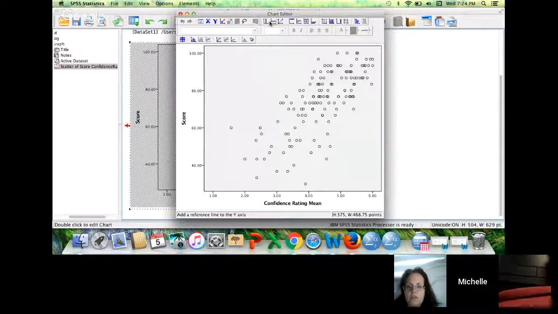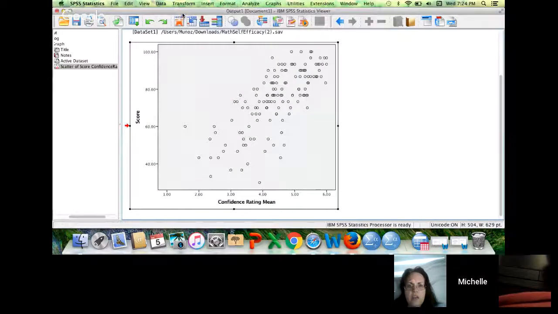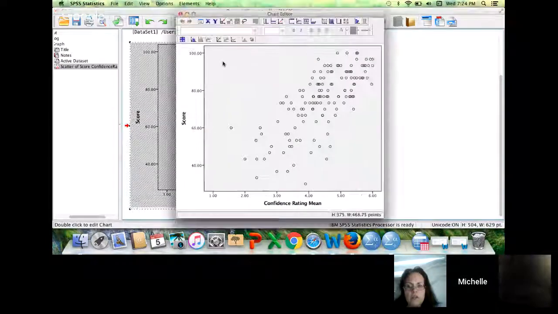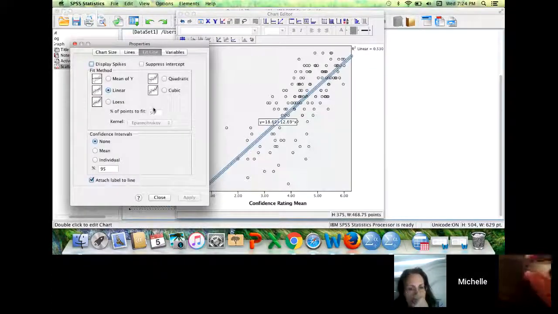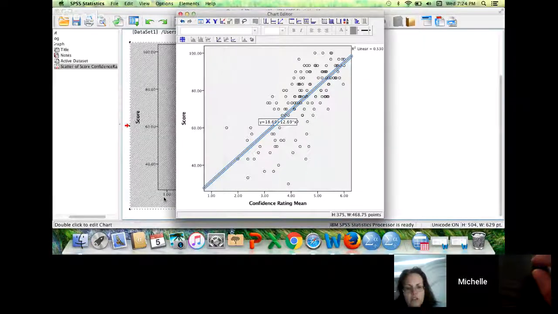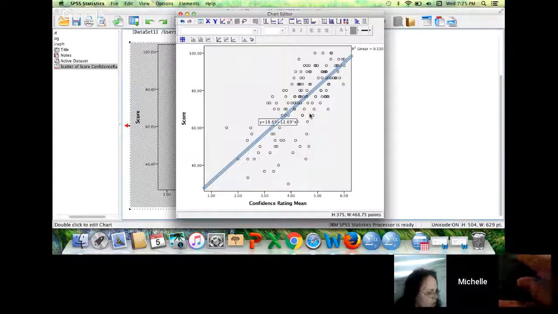Okay. Elements, fit line. Okay, so let's see. Why is it not coming up? So is it the fit line at total one? I think it's elements. Hers is a little bit different, but yeah, Elements, you go to fit line. And then which one do I want? You just say that, and then it did it already if you look. Oh, yeah, that's true. So see how it's going straight up like that? That kind of tells you that it's going to be interpretable, is what it means. Right?